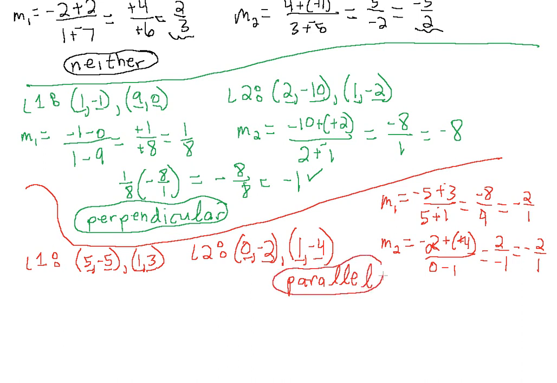Whenever two lines have the same slope, that means the lines are parallel. They will go forever in each direction, and they'll never intersect. So that's always helpful to know. We have time to do one more.